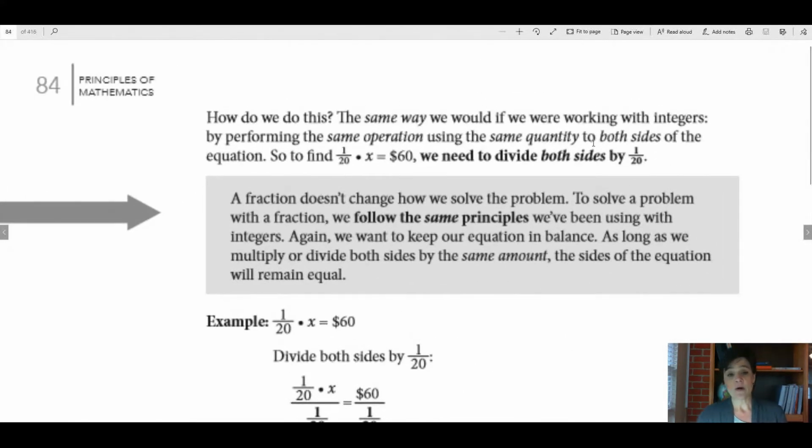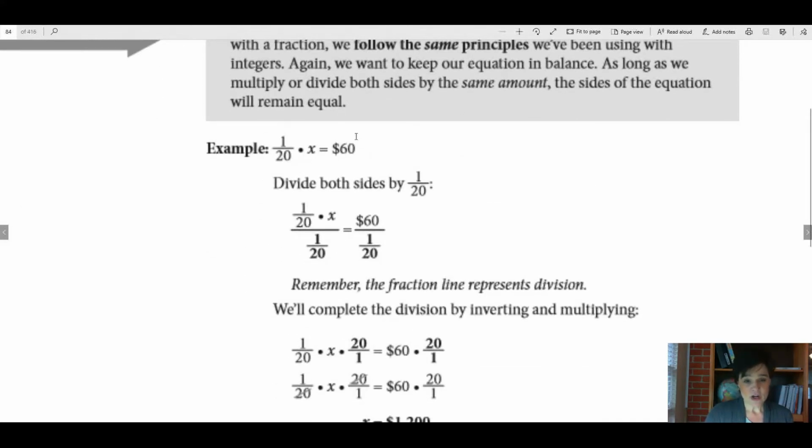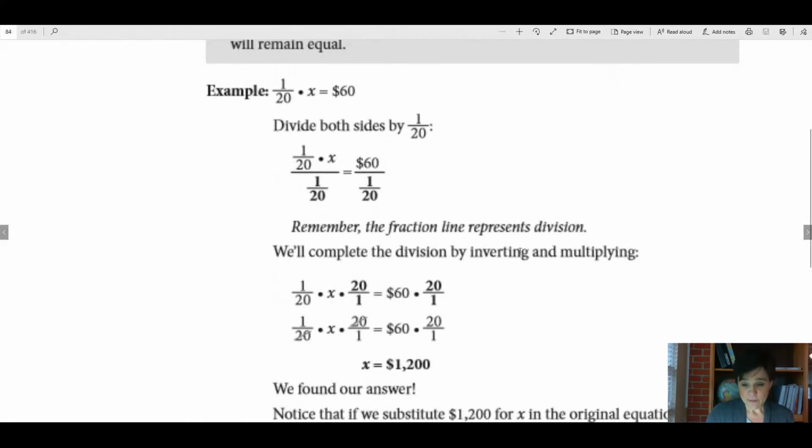So how do you do this? Well, the same way you would if you were working with integers, by performing the same operation on the same quantity. So right here, this is times, so the opposite of times is division. So you're going to divide. Now, fractions don't change how you solve it. You do the same thing. This is our equation. You're going to divide both sides by 1/20th. So remember, the fraction line is division. So 1/20th divided by 1/20th on both sides.